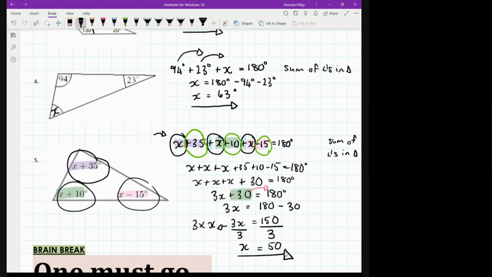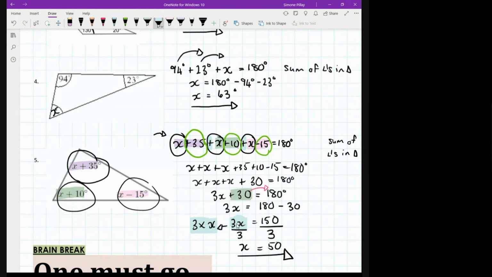100%. Thank you very much for that answer, Itandile. Now, if you're confused about why we divided by 3, this is 3x. We ended up with 3x over here. 3x really means 3 times x.